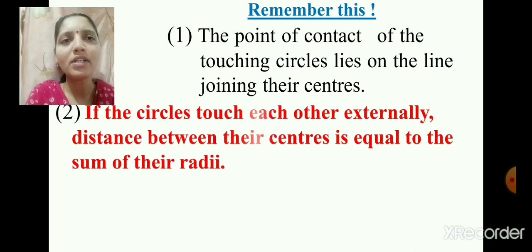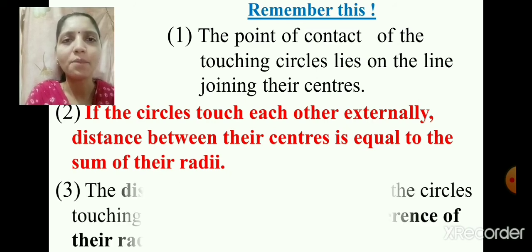Next, if the circles touch each other externally, the distance between their centers is equal to the sum of their radii. So if you want to find the distance between the centers of externally touching circles, you have to add the two radii of the circles.